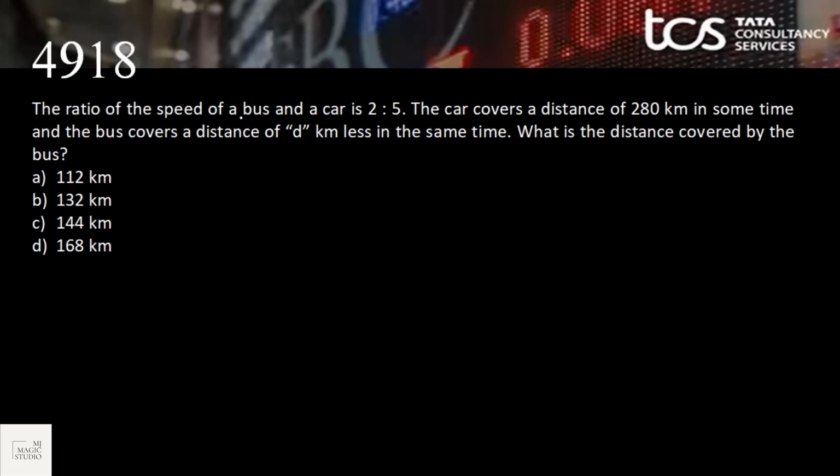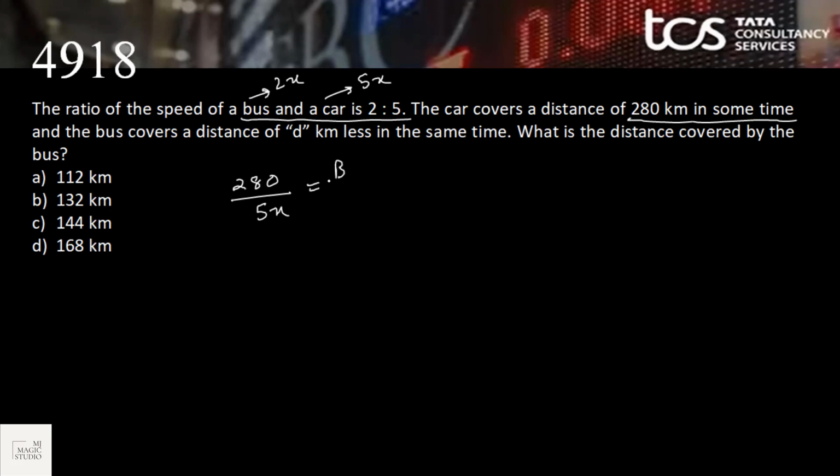The ratio of speed of bus and car is 2:5. Speed of bus is 2x, speed of car is 5x. The car covers a distance of 280 kilometers in some time. Car covers 280 kilometers in what time? 280 by 5x. And the bus covers a distance of d kilometers less in the same time. What is the distance covered by the bus?